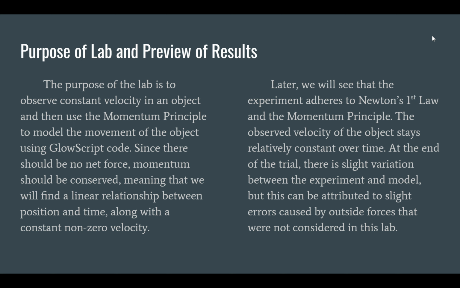Since there should be no net force, momentum should be conserved, meaning that we will find a linear relationship between the position and time, along with a constant non-zero velocity. Later we will see that the experiment adheres to Newton's first law and the momentum principle. The observed velocity of the object stays relatively constant over time. At the end of the trial, there will be a slight variation between the experiment and the model, but this can be attributed to slight errors that were not considered in the scope of this lab.